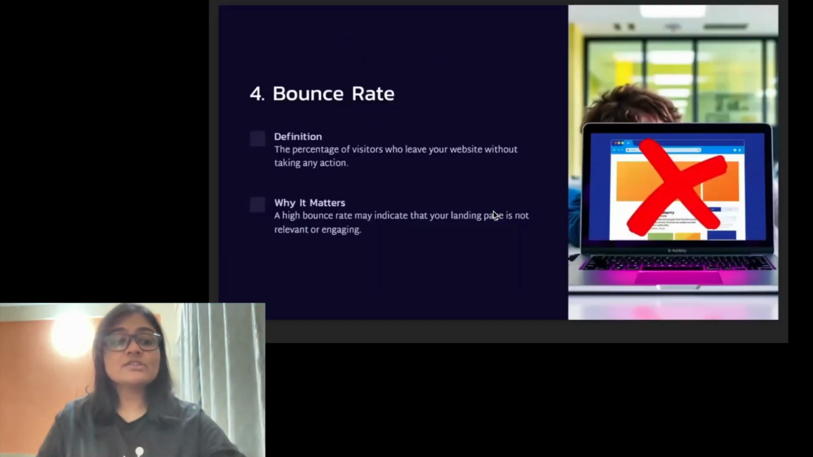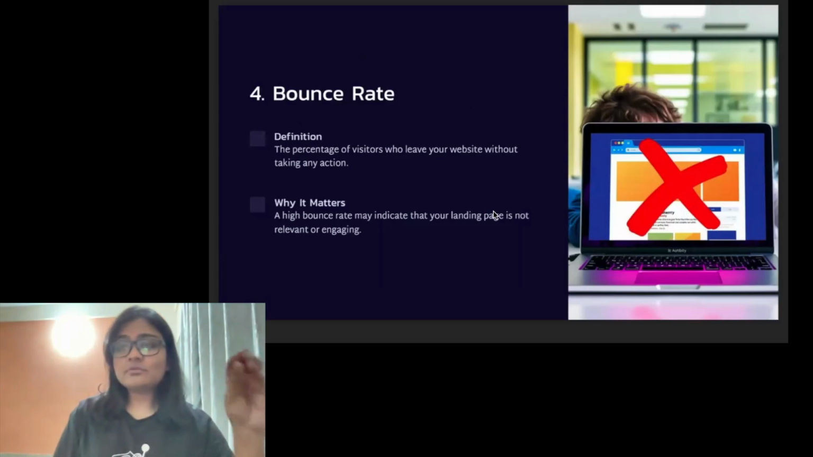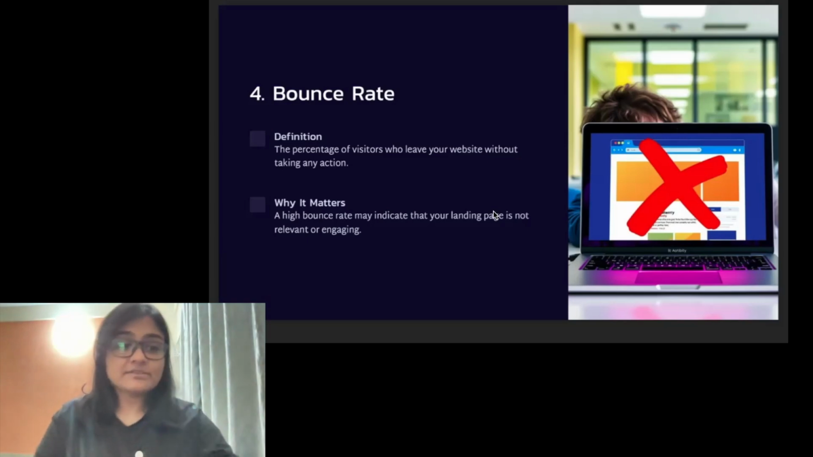Coming to bounce rate, which is the percentage of visitors who leave your website without taking any action or navigating to other pages. It happens with us, right? We download certain apps or we go through certain websites and we leave because the user experience is so bad or the page takes so much time to load that we just leave. That is called bounce rate. That is also taken into account. A high bounce rate may indicate that your landing page is not relevant or it is not engaging. Now, how can you improve it? You can improve it by optimizing the page load speed, by improving the content relevance, or by ensuring, obviously, a seamless user experience.